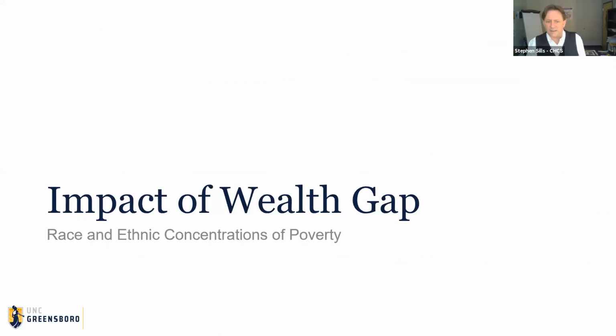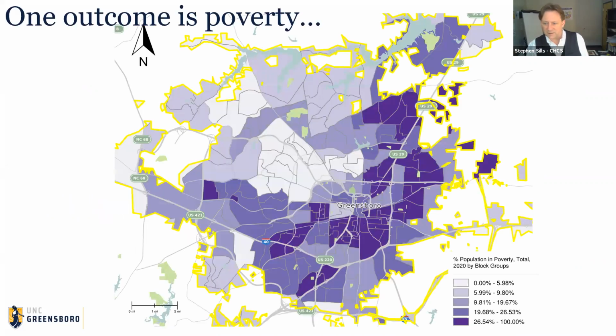So let's talk a little bit about some of the impacts of the wealth gap and some of the impacts of racialized planning of the early 20th century as it plays out in Greensboro.